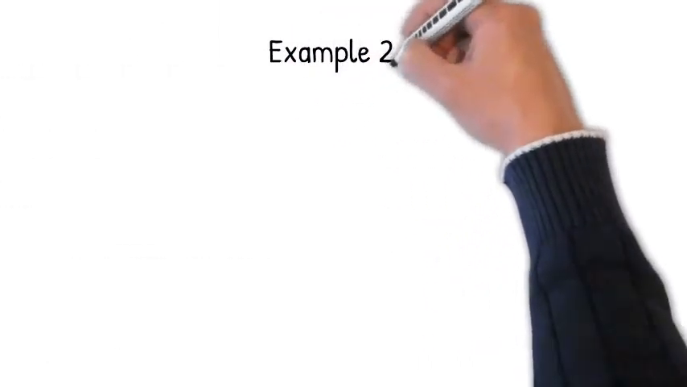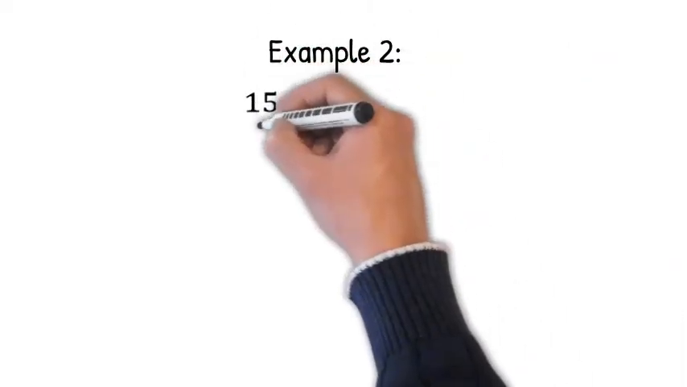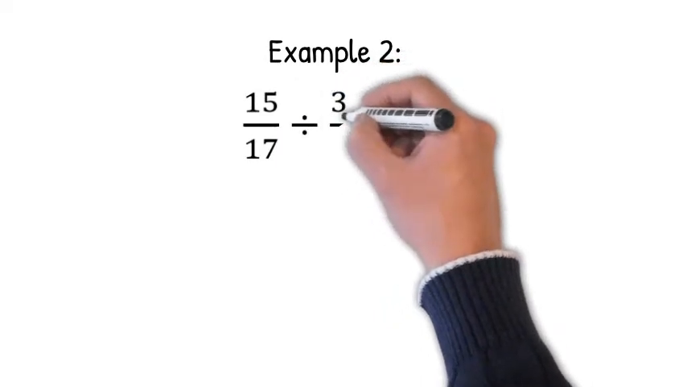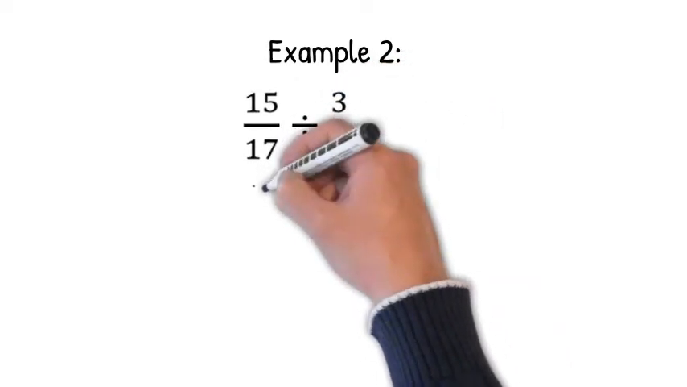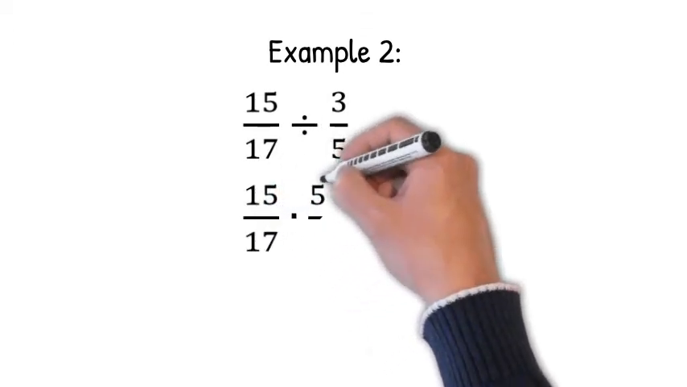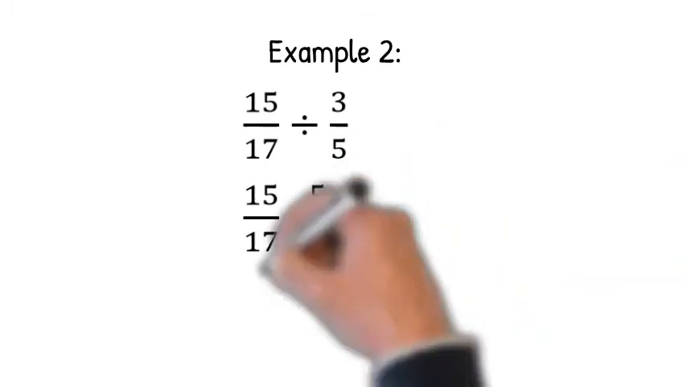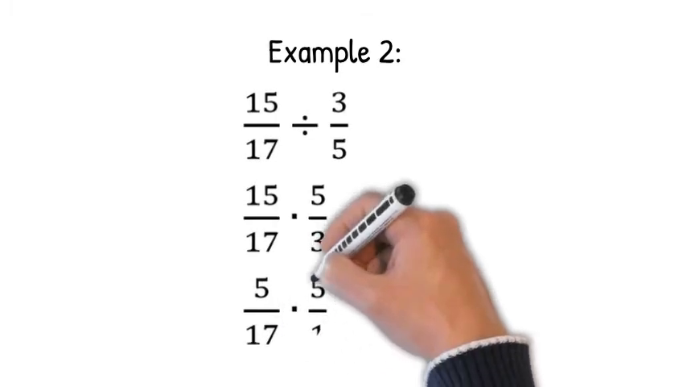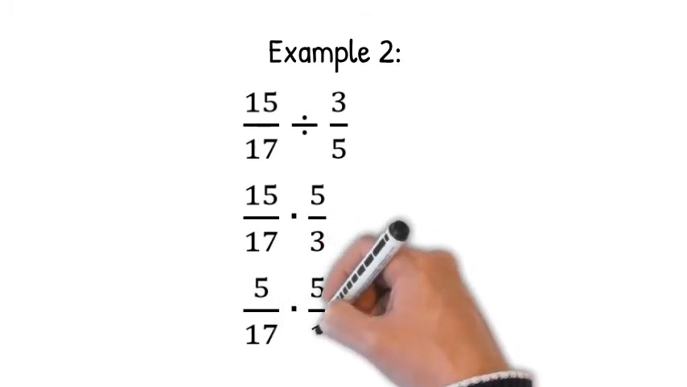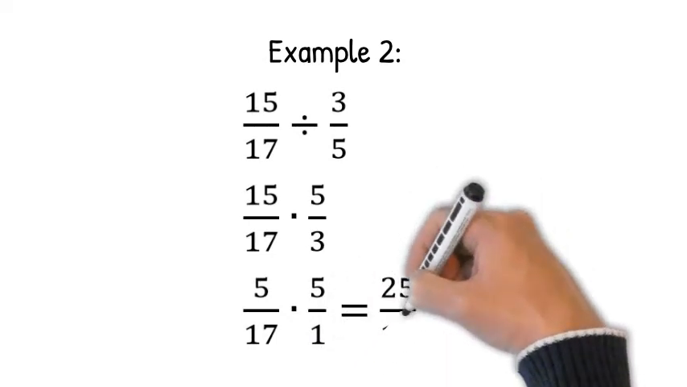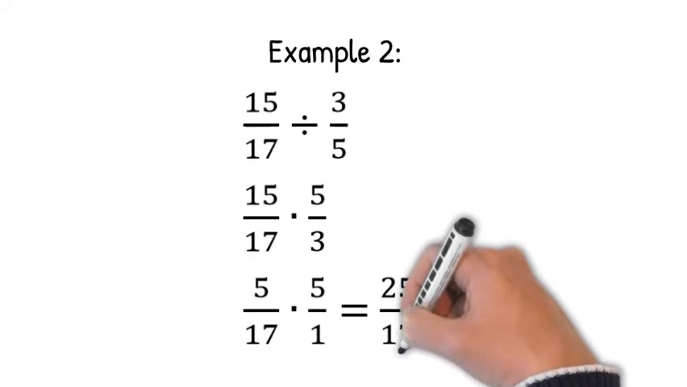Let's proceed to example number 2. 15 over 17 divided by 3 over 5. We multiply by the reciprocal of the divisor, which is 5 over 3. So 15 over 17 times 5 over 3. If you observe the fractions, there's a common factor between the first and the second fraction: the numerator 15 on the first fraction and the denominator 3 on the second fraction. Therefore, we need to reduce 15 and 3 by dividing by 3. The answer is 5 over 17 times 5 over 1, which is equal to 25 over 17. And that's the final answer.